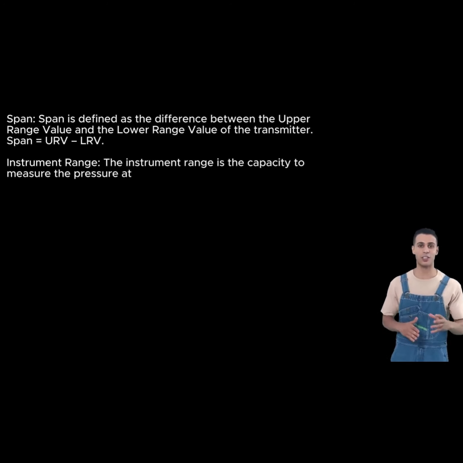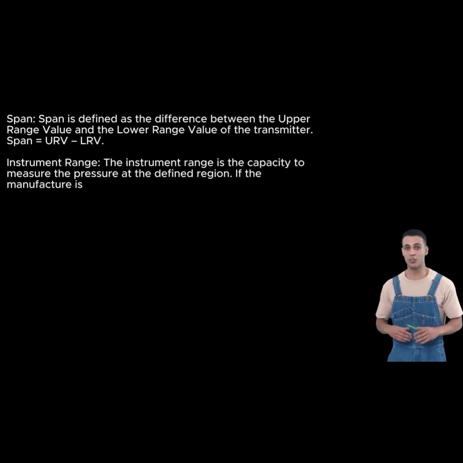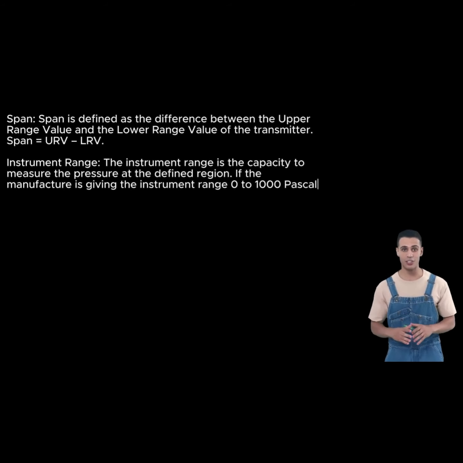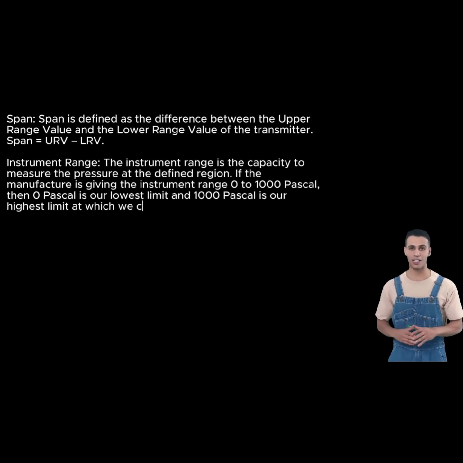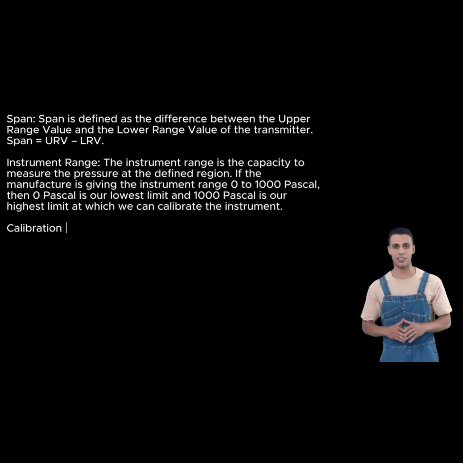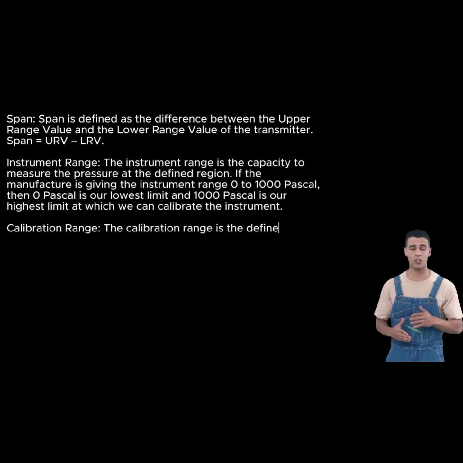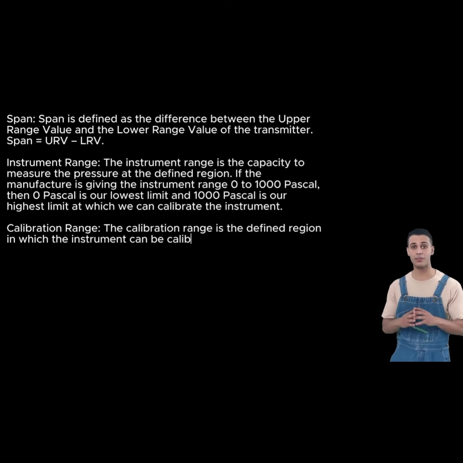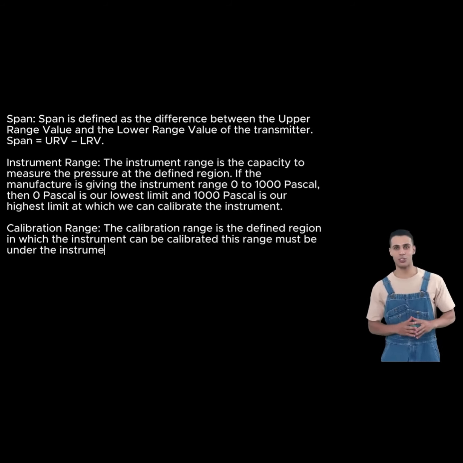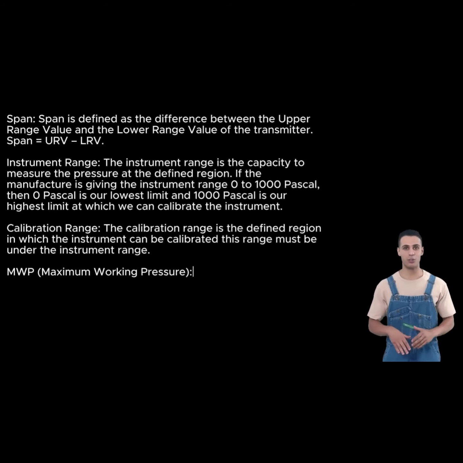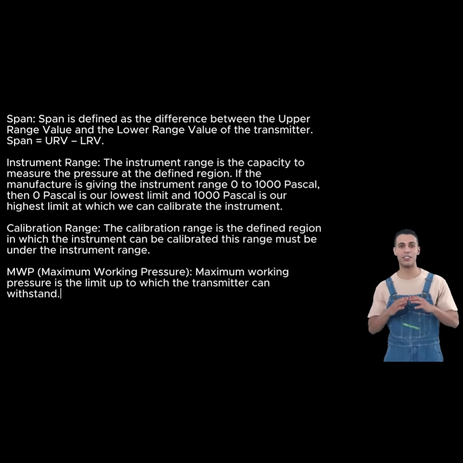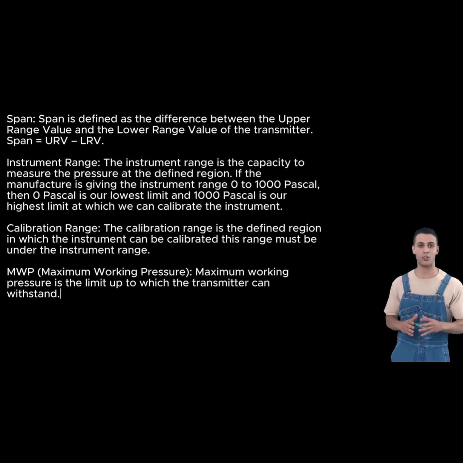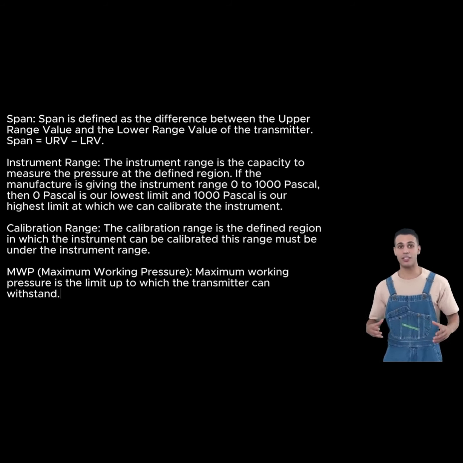Instrument range. The instrument range is the capacity to measure the pressure in the defined region. If the manufacturer gives the instrument range as 0 to 1000 Pascal, then 0 Pascal is our lowest limit and 1000 Pascal is our highest limit at which we can calibrate the instrument. Calibration range. The calibration range is the defined region in which the instrument can be calibrated. This range must be within the instrument range. MWP, maximum working pressure. Maximum working pressure is the limit up to which the transmitter can withstand.